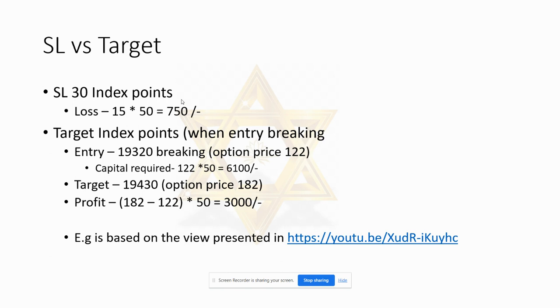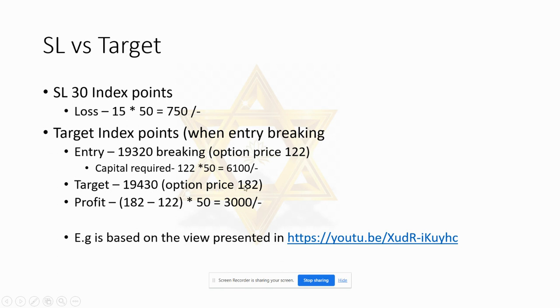In my video, on my view on that particular day, I clearly told that when the market breaks 19320, you have to go for a buy, where the CE price was trading at 122, and the capital required for one lot is 6100 rupees. This is the minimum capital required for buying this option. And the target I was saying is 19430. At that time the option price was roughly around 182.